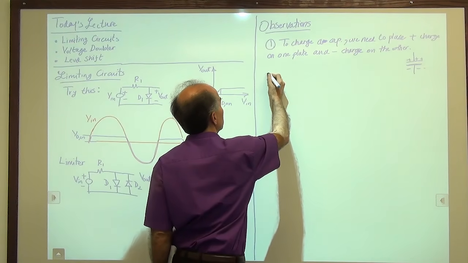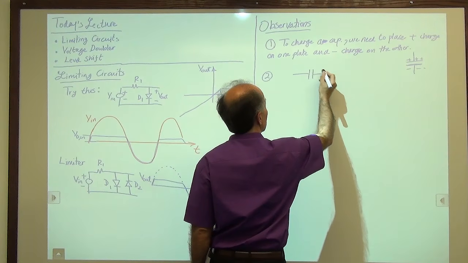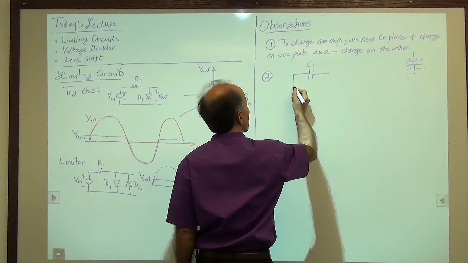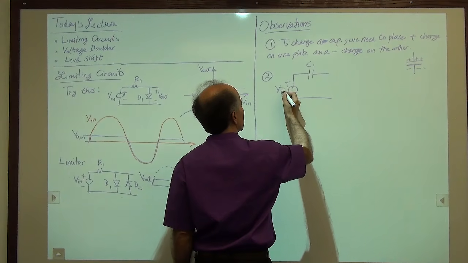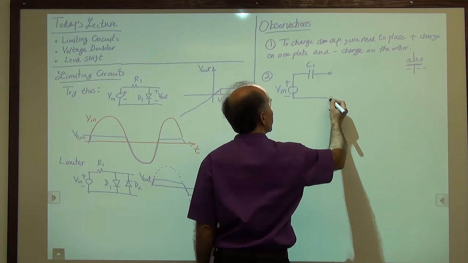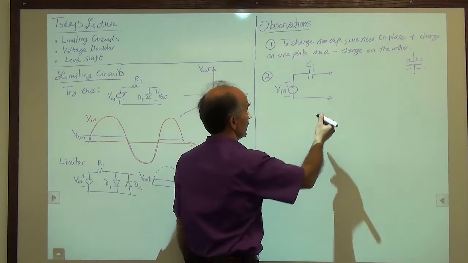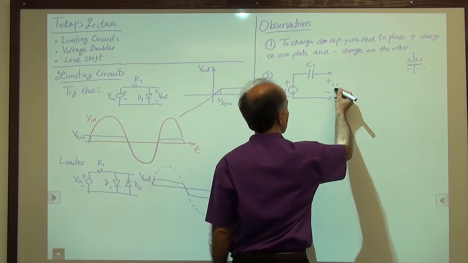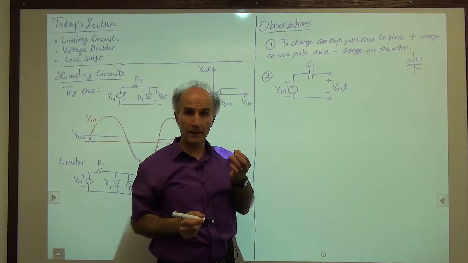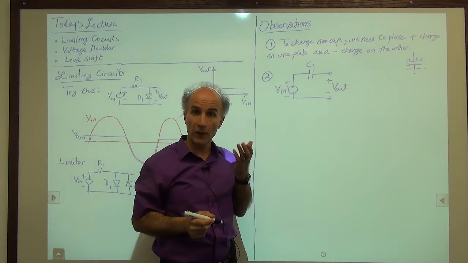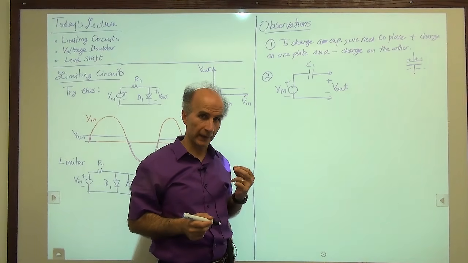Okay, observation number 2. Let's take a capacitor, call it C1. We apply a voltage on this side, we call it Vin, and we leave this side open. All right, not connected to anything in the world. So that is open, and we are interested in this voltage. So the question is, if Vin is a simple step from 0 to some value, let's say 0 to 1 volt, what is Vout like?